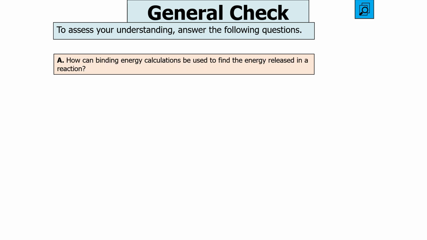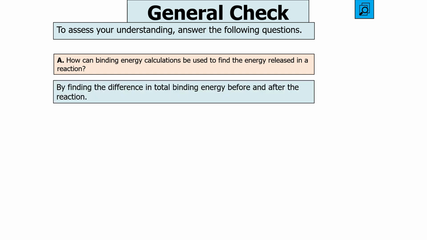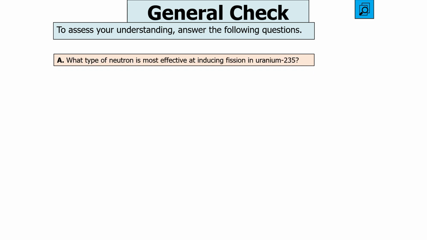How can binding energy calculations be used to find the energy released in a reaction? It is done by finding the difference in total binding energy before and after the reaction. What type of neutron is most effective at inducing fission in uranium-235? It is a thermal or slow-moving neutron.